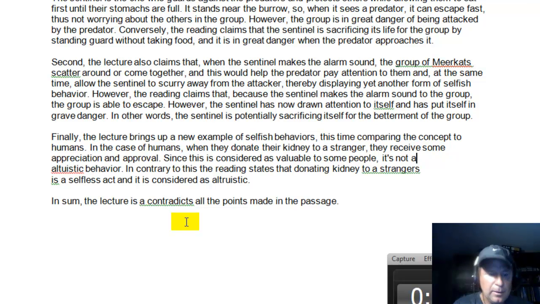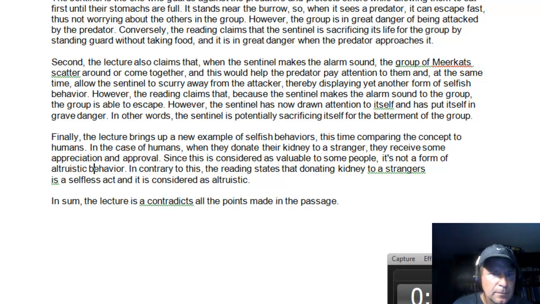it's not, I'm going to say, a form of altruistic behavior. And contrary to this, that's a good word there, by the way, Letha. Nice. Good. That's a very good word to make the connections. And contrary to this, the reading passage states that donating maybe a kidney to a stranger, no S is needed there, is a selfless act and is considered as altruistic.